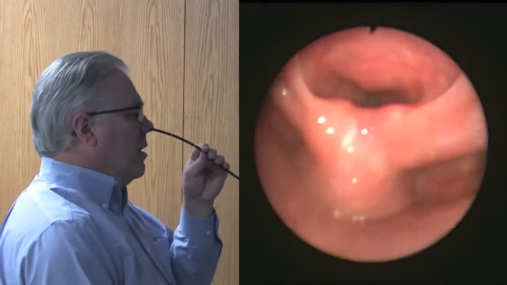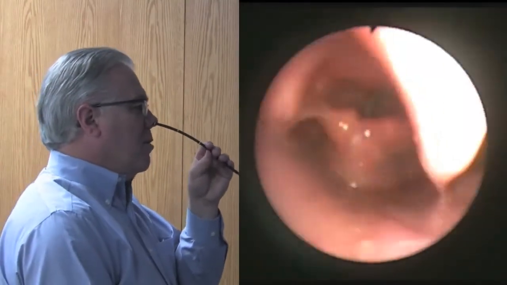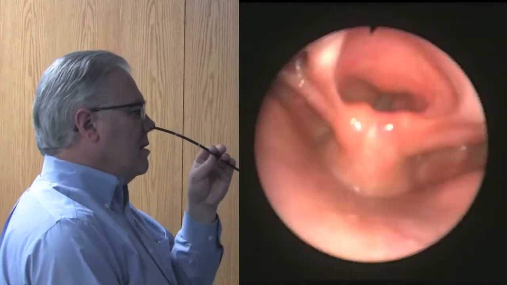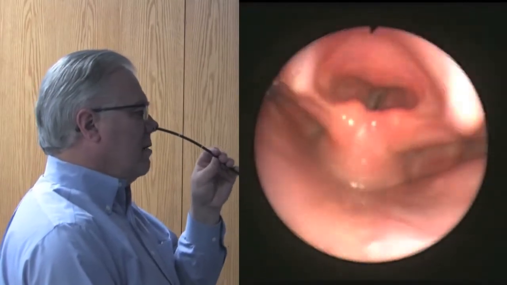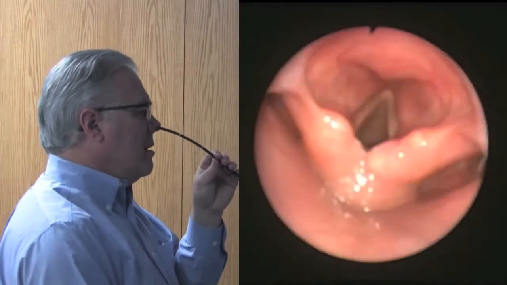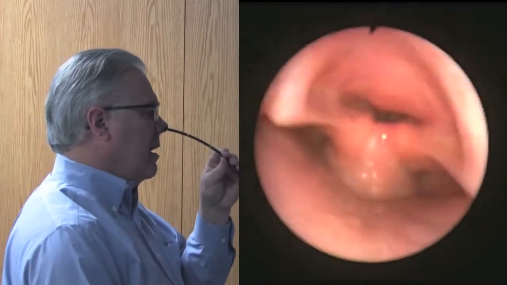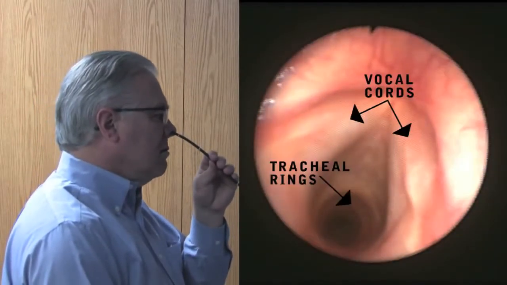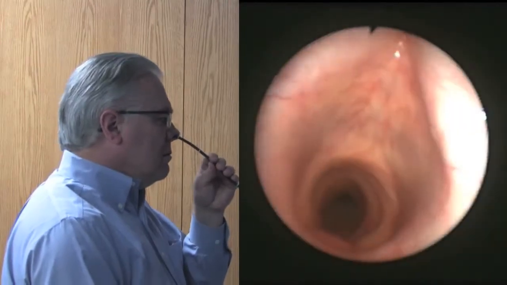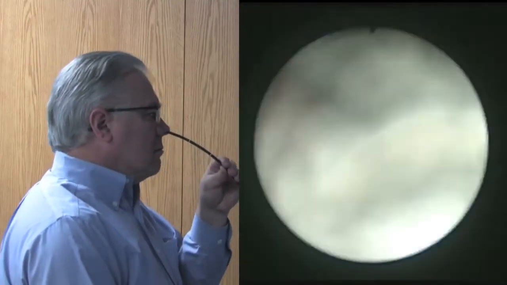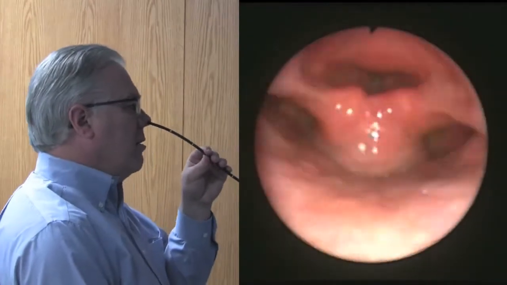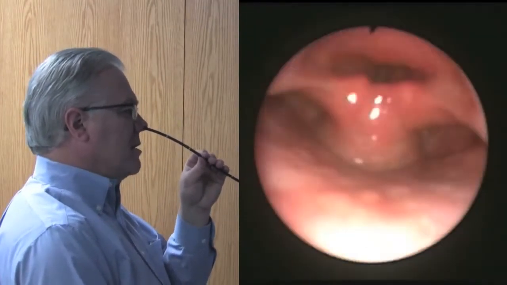And then as you look beyond the vocal cords, what you can see is the upper portion of my trachea. You can see the cricoid ring anteriorly, the cricothyroid membrane, and then as you look beyond that, you can see tracheal rings. So let me take you down and show you that. Now what I'm going to show you is the piriform recess on either side.